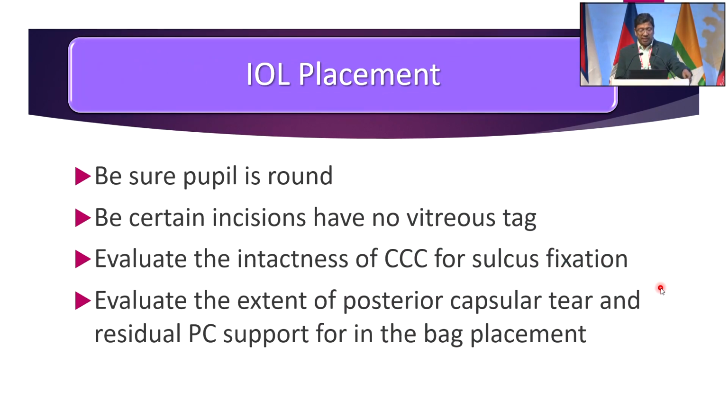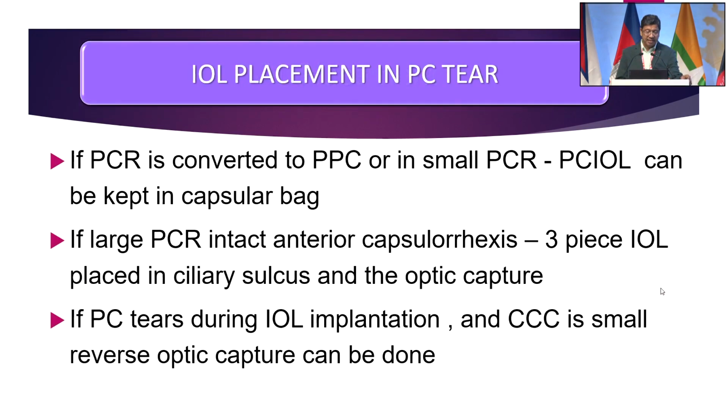When you have to take a decision about IOL placement, make sure the pupil is round and be certain that the incision has no vitreous tag, there is no traction. Evaluate the intactness of your CCC so that sulcus fixation can be done. If the PC rent is small, you can put it in the bag. If the PCR is converted into PPC, then in the bag placement is ideal. If it is large, put a 3-piece lens in the sulcus and do an optic capture. If the rent occurs when the lens is being inserted and it's a single-piece lens, then you can do a reverse optic capture provided your CCC is small.